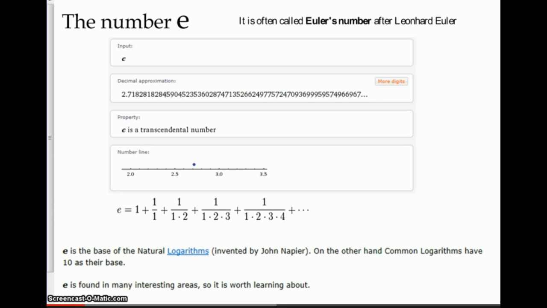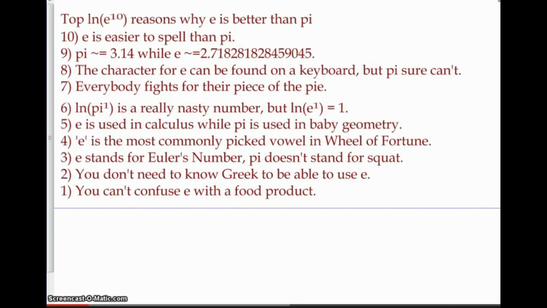It's in a lot of different areas, and it's really a good topic for some more independent exploration. Even this is kind of fun. You can take a minute and pause the video and read all the top 10 reasons why e is better than pi, but it certainly does not get the same notoriety as pi does.